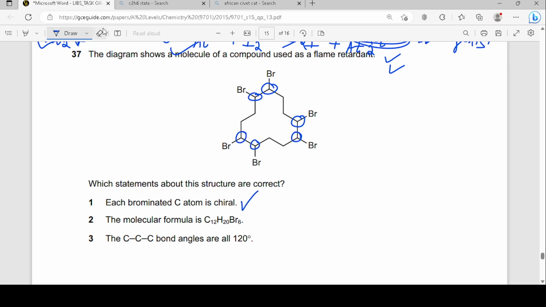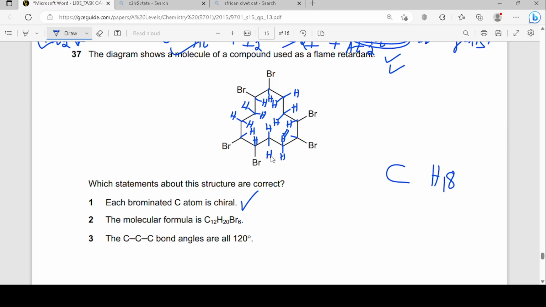That's right. Now, next one, C12H20Br6. That's the molecular formula. Let's check. So I have one H atom here, two here. So 1, 2, 3, 4, 5, 6, 7, 8, 9, 10, 11, 12, 13, 14, 15, 16, 17, and 18. I got 18. So my count for hydrogen is not right.